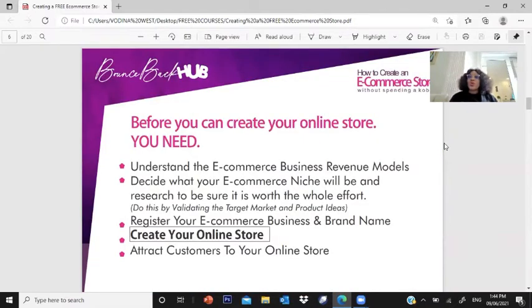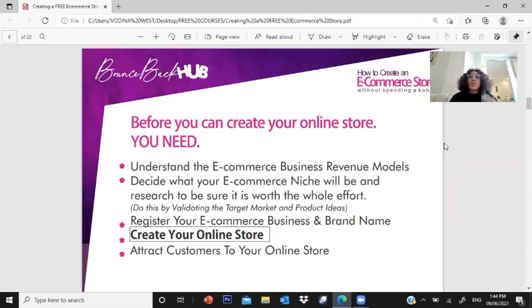So before you create your online store, you need to understand the e-commerce business revenue models. It's not everybody that must have a product to sell a product. There are different models available, and we're going to be talking about that in the theory part of this course.